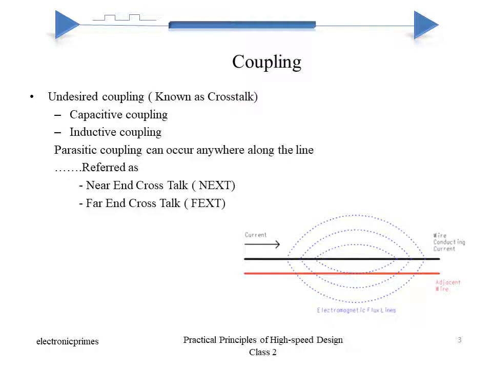Here is coupling. Coupling is an undesired effect, and this undesired coupling is also known as crosstalk. Coupling is of two types: capacitive coupling and inductive coupling. Parasitic couplings can occur anywhere along the line, which is also referred to as near end crosstalk, NEXT, and far end crosstalk, FEXT. As in the diagram you can see, the current is flowing on a wire conducting current, and there is an adjacent wire, and there are electromagnetic flux lines causing coupling here.